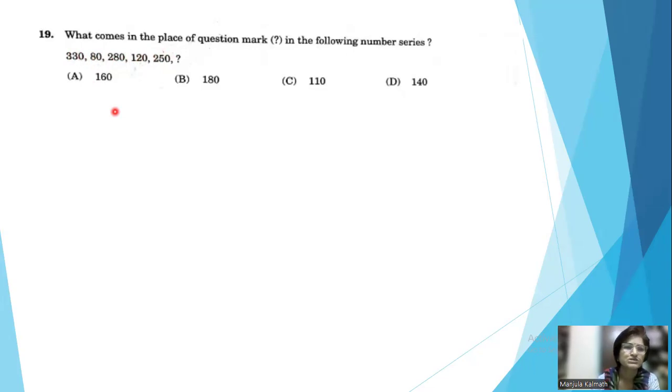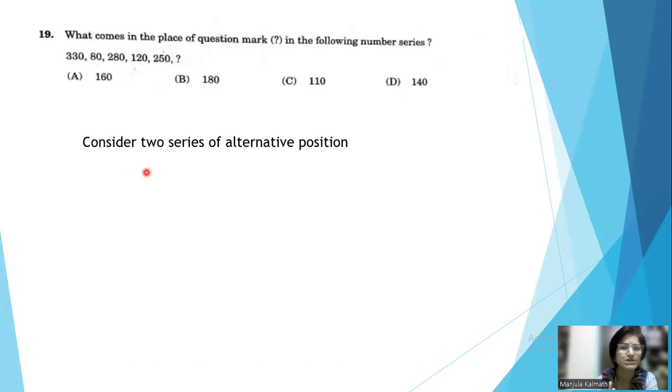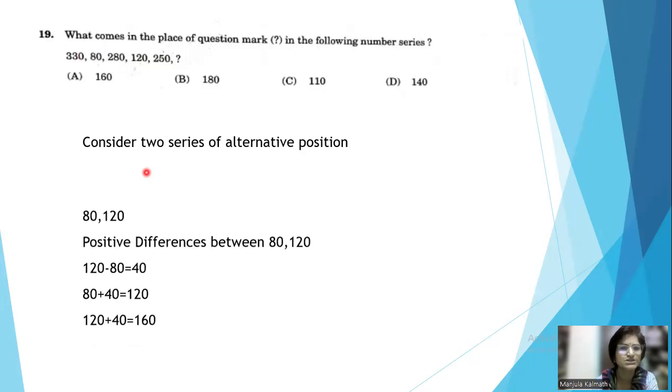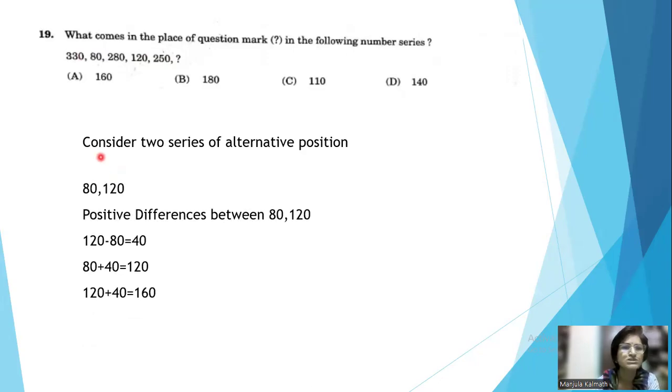So here we consider two series of alternate positions. One series I'll take is 80 as well as 120. Means with respect to this number it comes, with respect to this number, and with respect to this next number it will be coming. Then next 80, 120 and then this number comes.